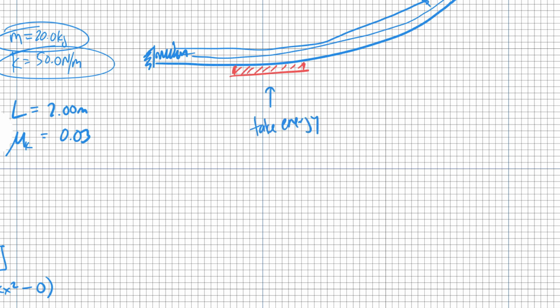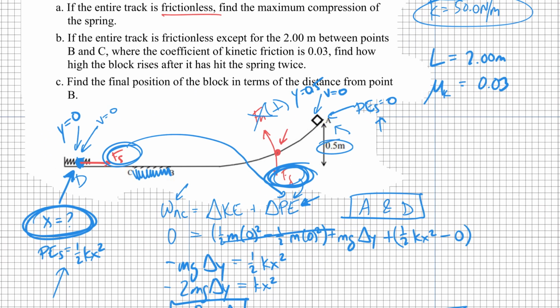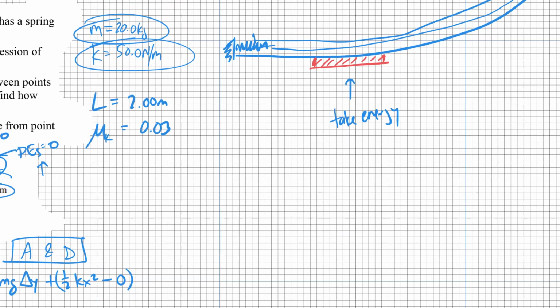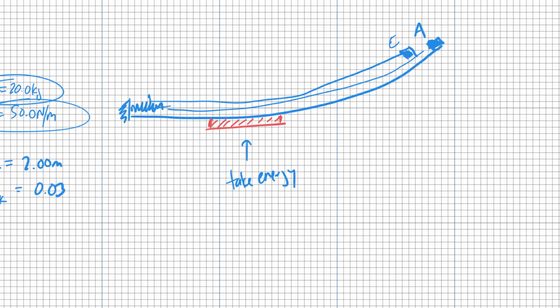So it's going to end up at a point. I don't want to use a point that's already been called. We've got A, B, C, D, so we'll call this point E. And then it's going to go back down and compress the spring, not quite as much because the rough patch is going to take energy. And then it's going to come back up, and now it's going to end up at a point somewhere on the, dadgummit, horrible drawings.